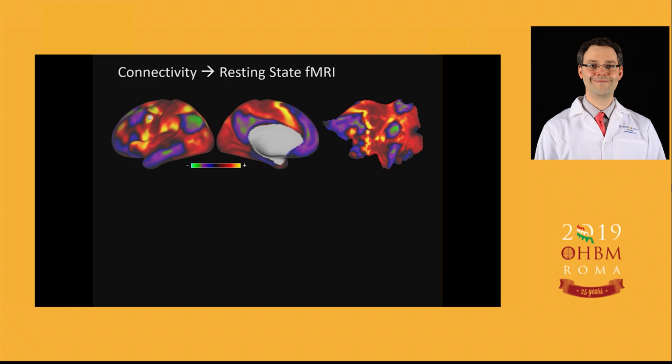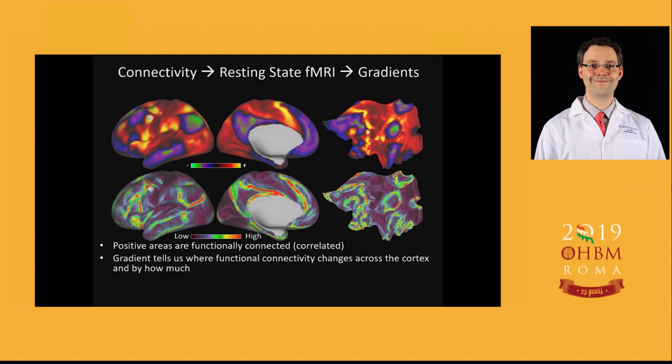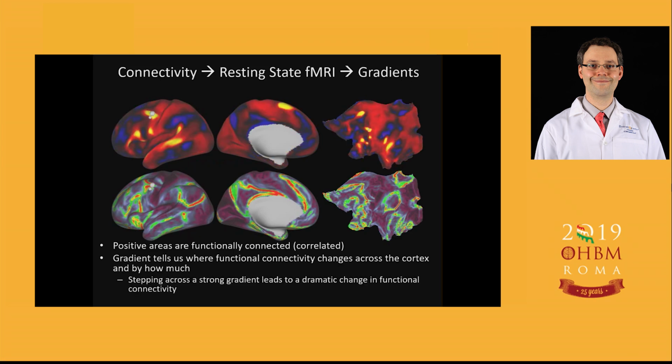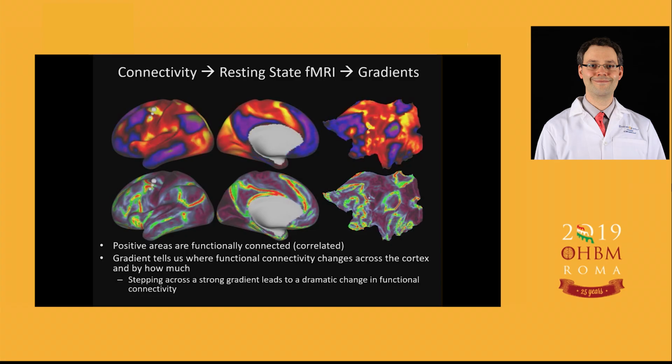And then finally, resting state functional MRI. So here we've got a seed location, this white dot, and the positive areas in the yellows and reds are functionally connected. And we can make a gradient of functional connectivity here to show where the connectivity pattern changes as you step across the surface and by how much. So here's a different functional connectivity pattern. Here's a different one.